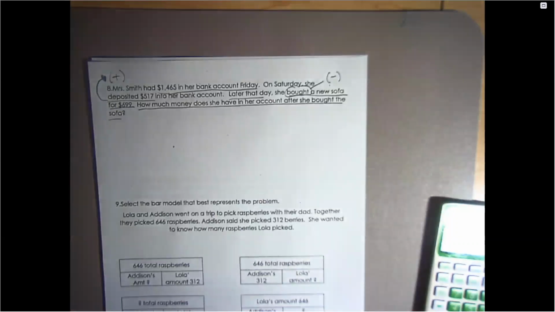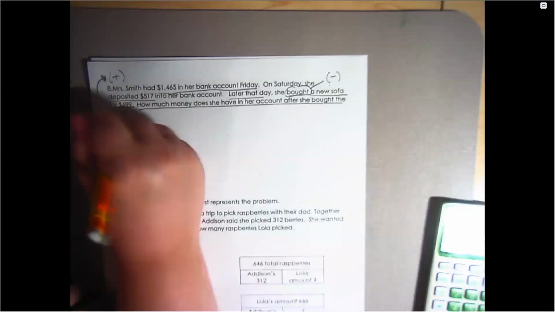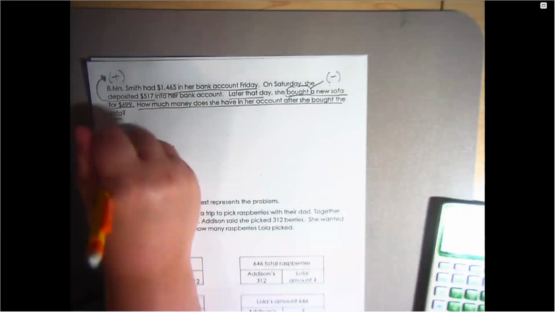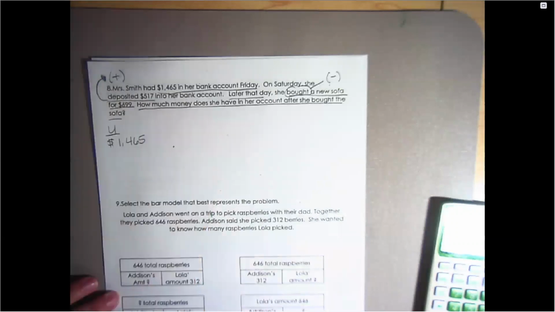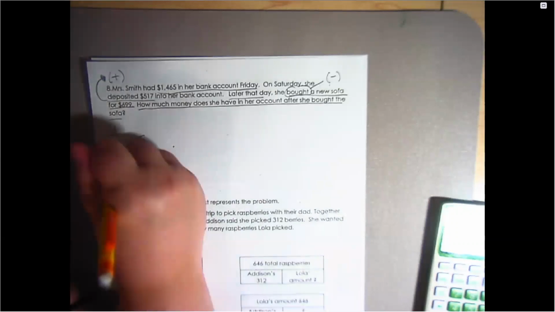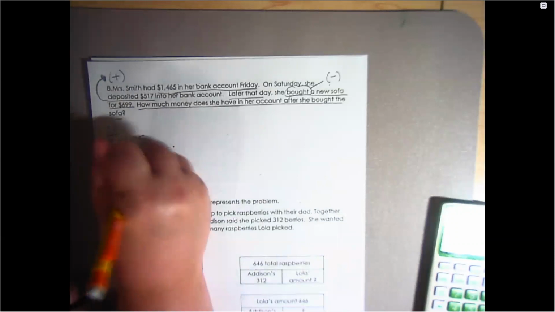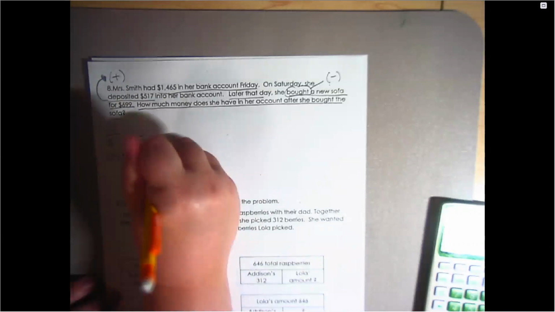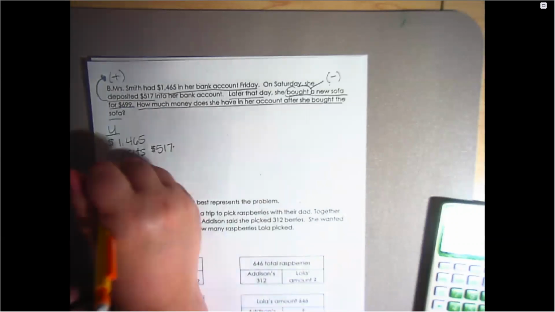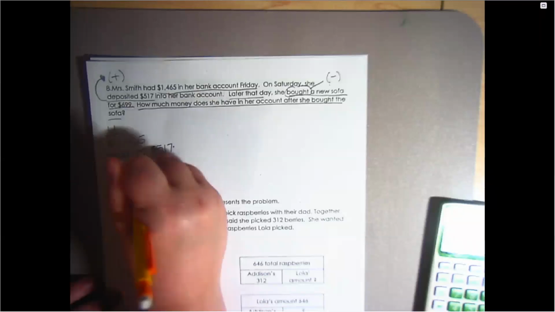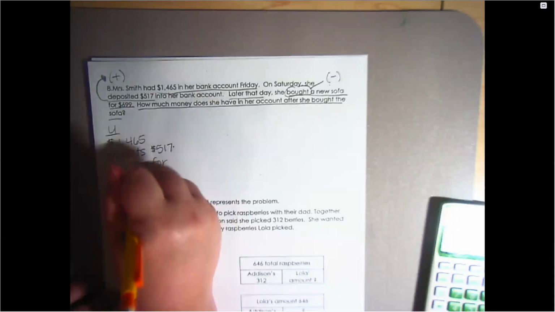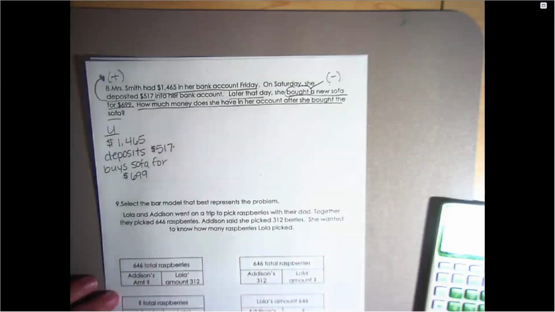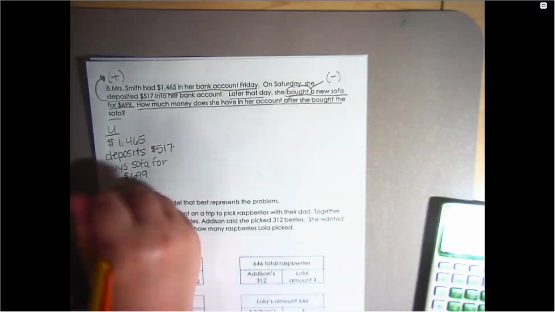So let's talk about what I understand. I know that Mrs. Smith has $1,465. Okay? She deposits $517. And then she buys a couch or a sofa for $699. And the question is, how much money is left?